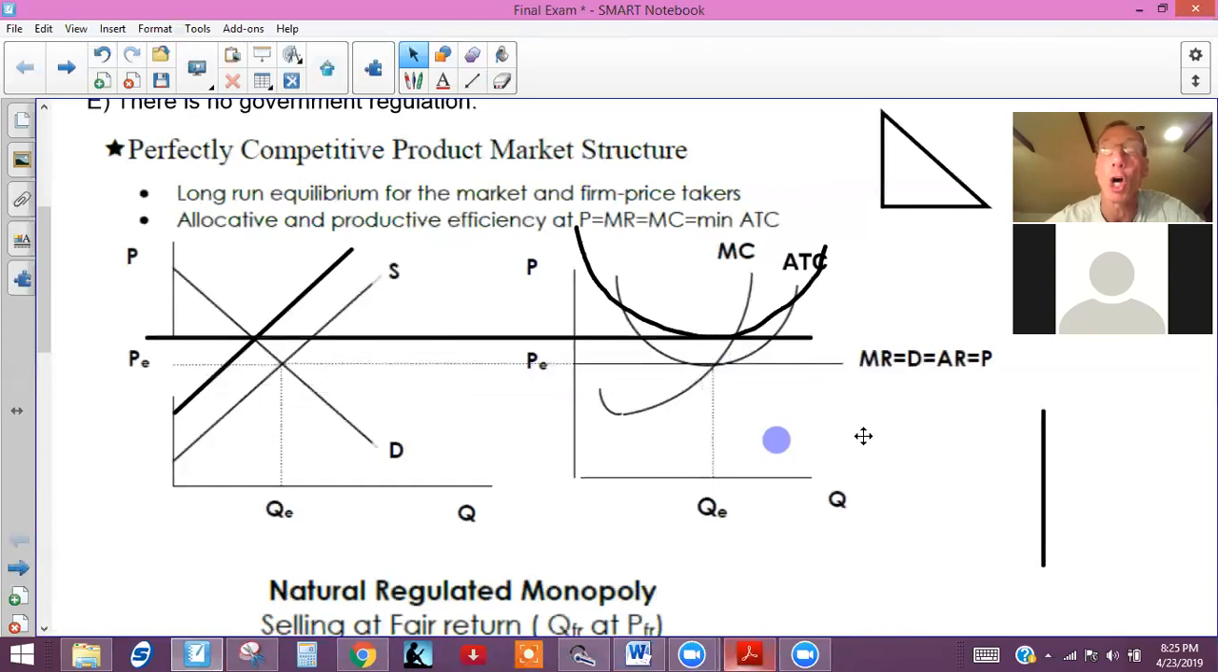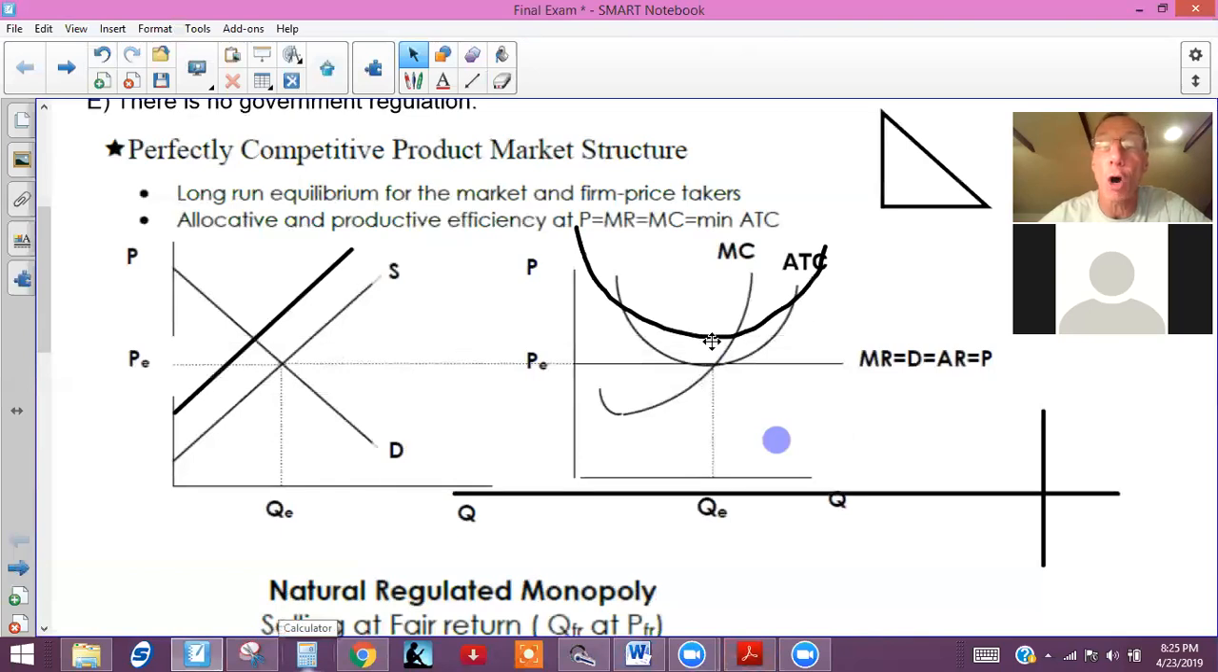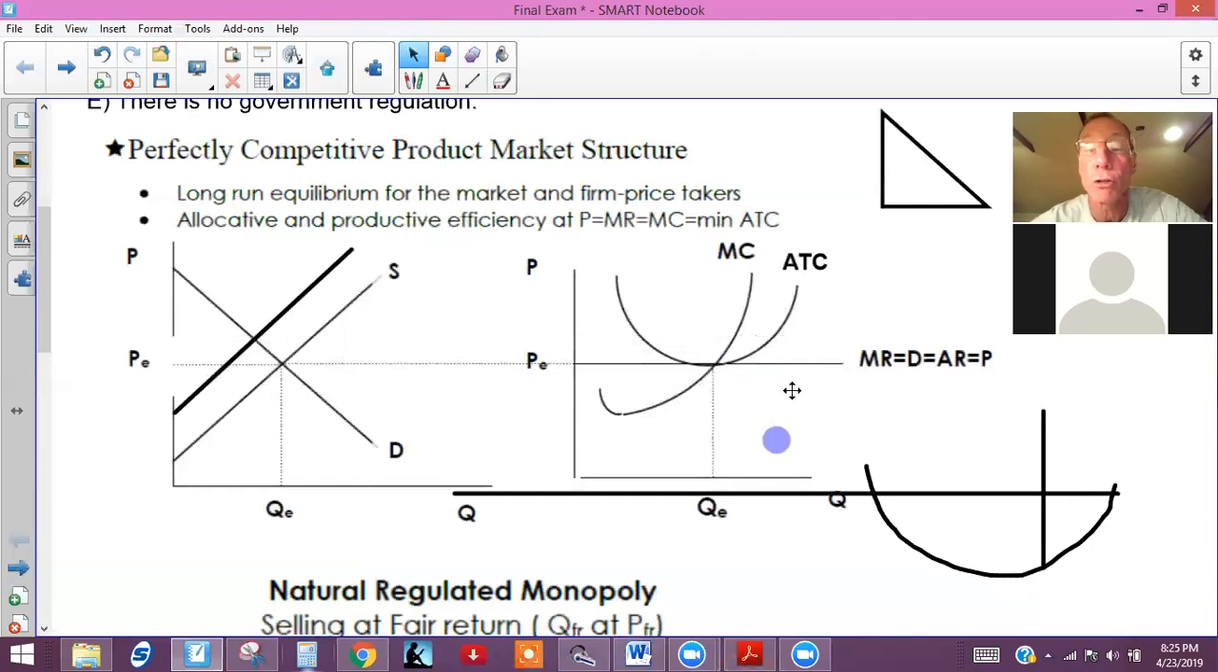And so in the long run, a perfectly competitive market is going to be at a point that is both productively efficient, where average total cost equals price, and allocatively efficient, where marginal cost equals price. Keep in mind, they're always going to produce where marginal cost equals price, no matter whether they lose or not. Okay.